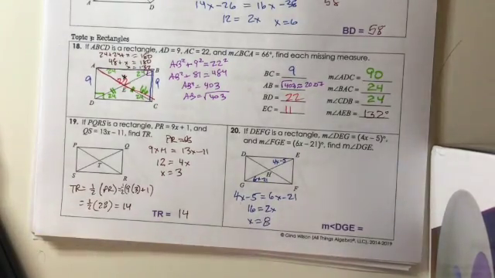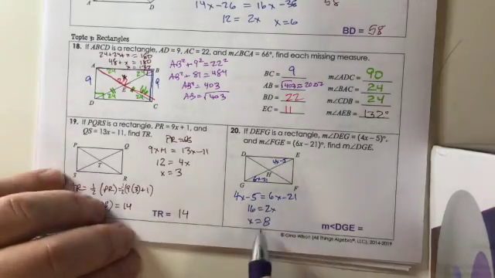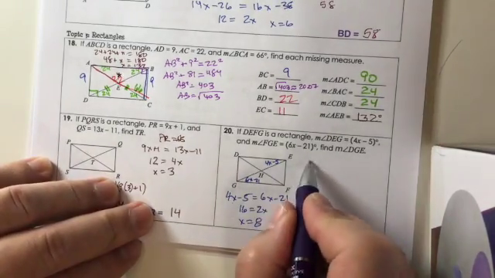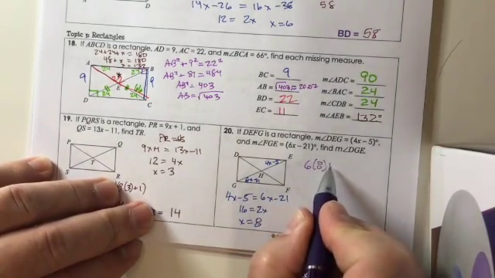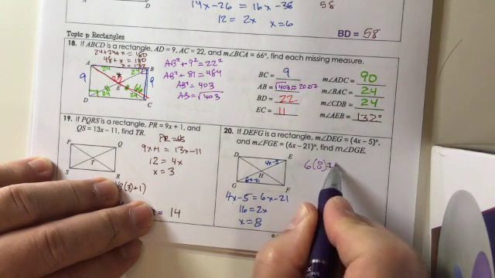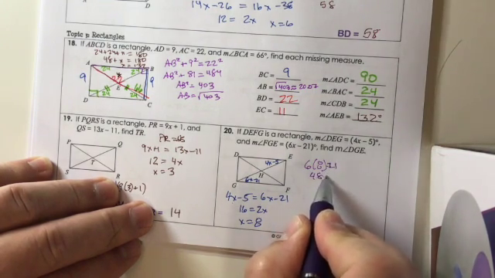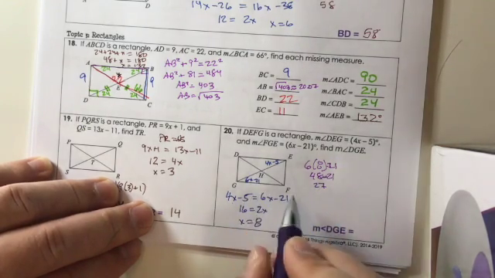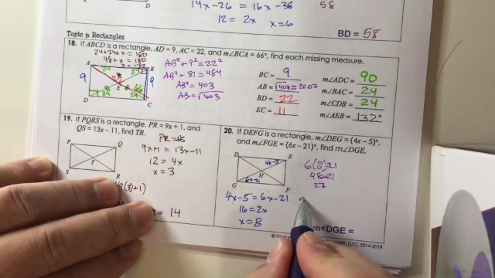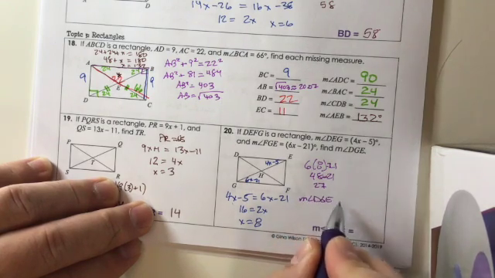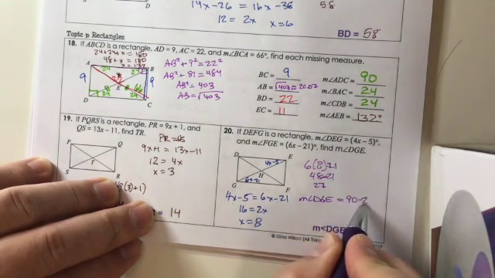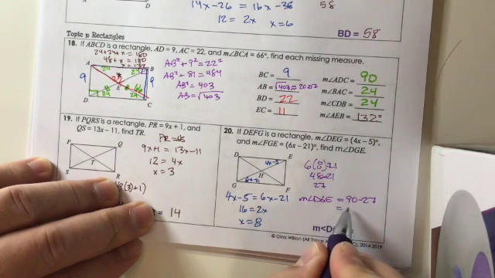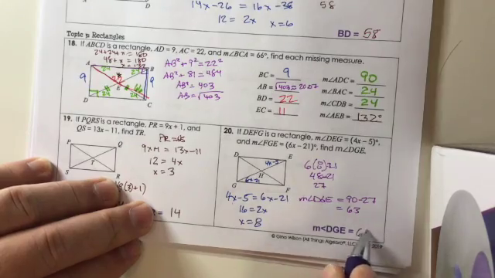They're asking us for DGE. Well, if I plug this in here, I can find that 6 times 8 minus 21 is equal to 48 minus 21 is equal to 27. So if this part's 27, I know that the measure of angle DGE is equal to 90 minus 27, which would be 63. So DGE is 63 degrees.